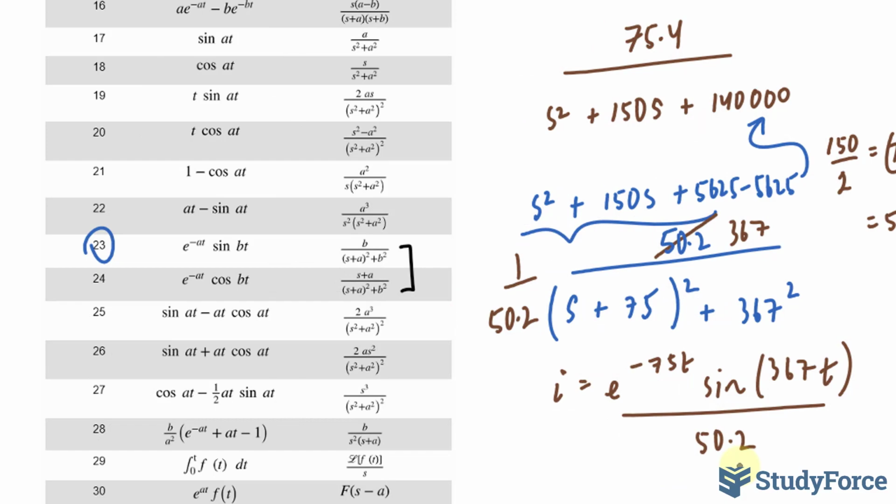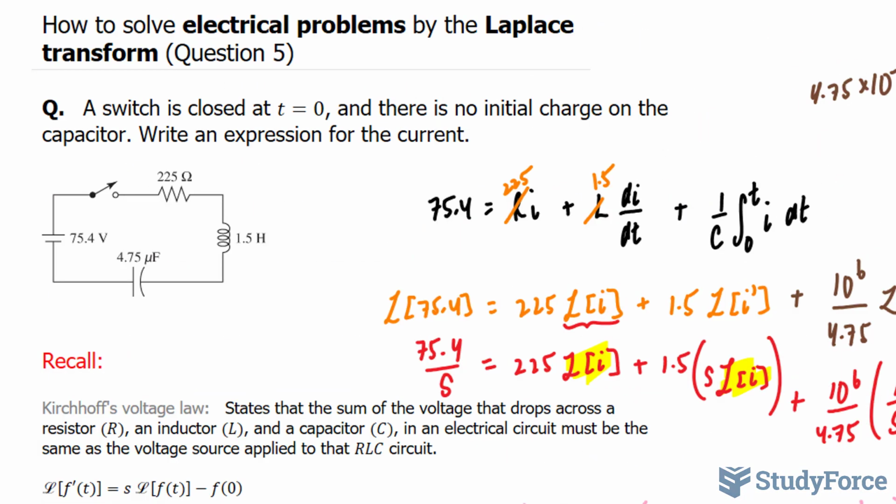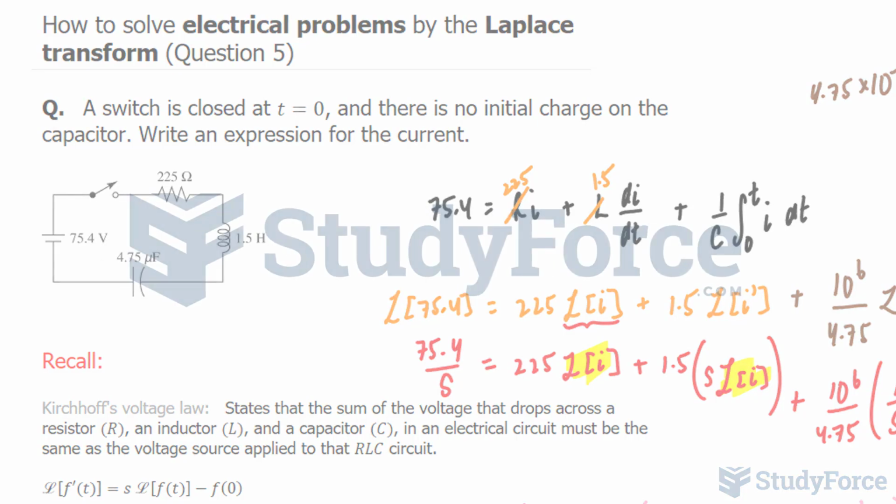We finally have a match, and this is what represents the following circuit. So there you have it. That is how to solve electrical problems by the Laplace transform.